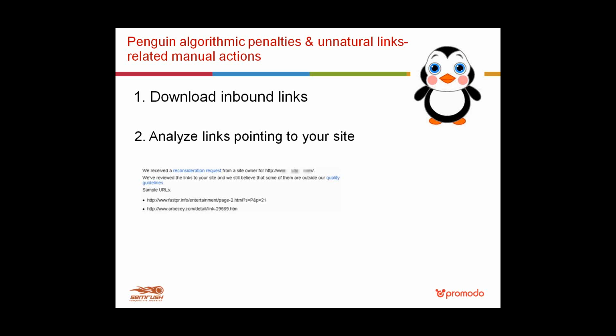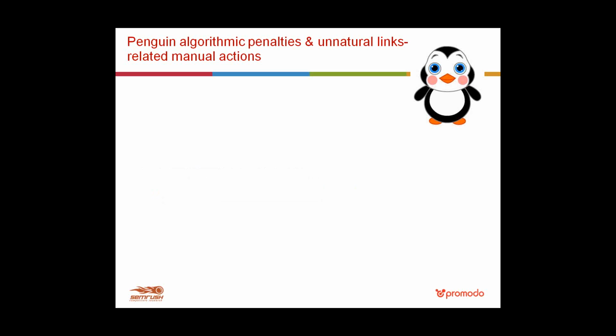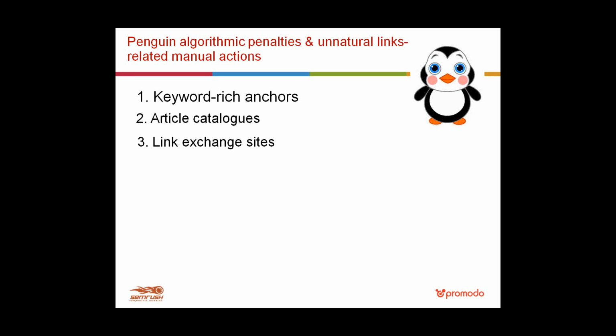Here is the list of factors that will help you decide on the links you need to take down. Those are inbound links with commercial keyword-rich anchors, the first and certainly unmistakable sign of unnatural backlinks you need to take down. Links from article catalogs, free article directories, and article marketing services that offer to post an article with a backlink to your site. Links from link exchange sites, catalogs, or web pages created for this purpose.